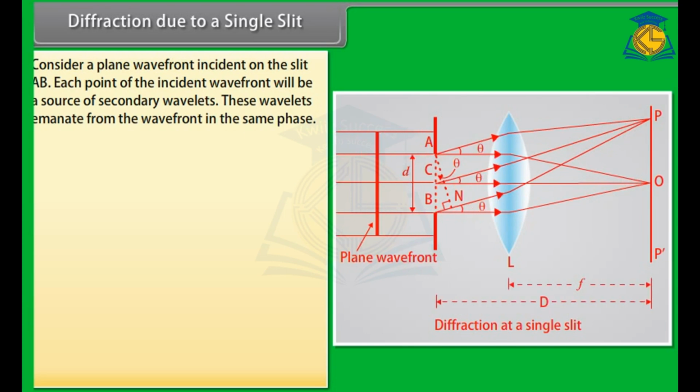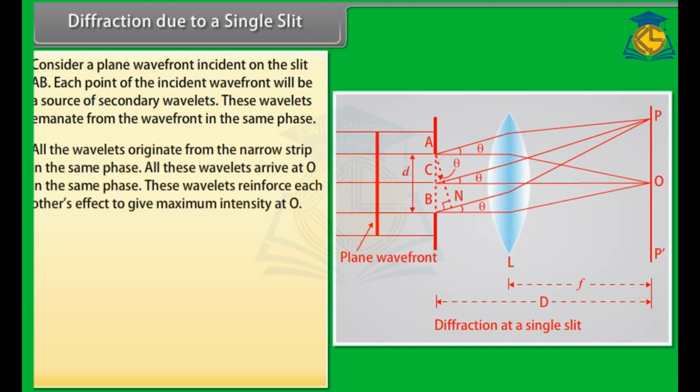To understand the formation of central maximum, the slit can be imagined to be divided into a number of very narrow strips of equal width parallel to the slit. All the wavelets originate from the narrow strip in the same phase. All these wavelets arrive at O in the same phase. These wavelets reinforce each other's effect to give maximum intensity at O. Now consider the formation of secondary minima and secondary maxima.